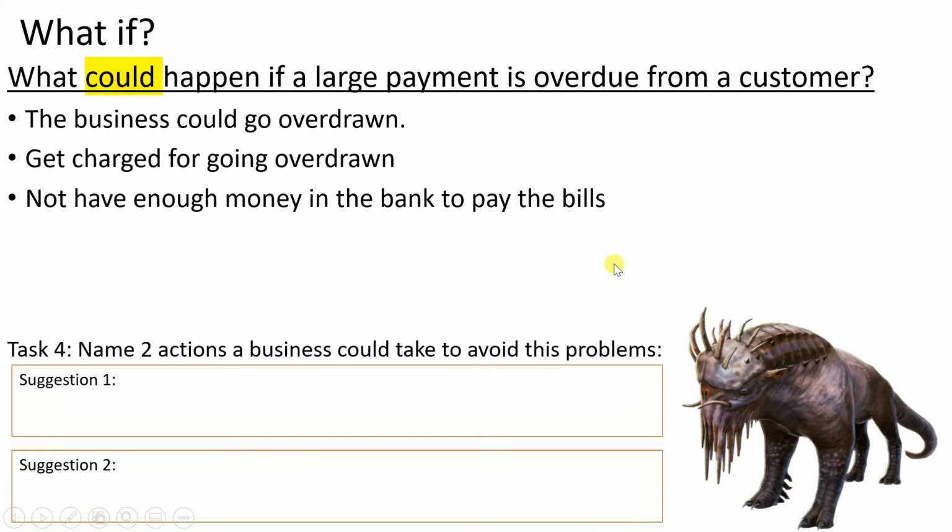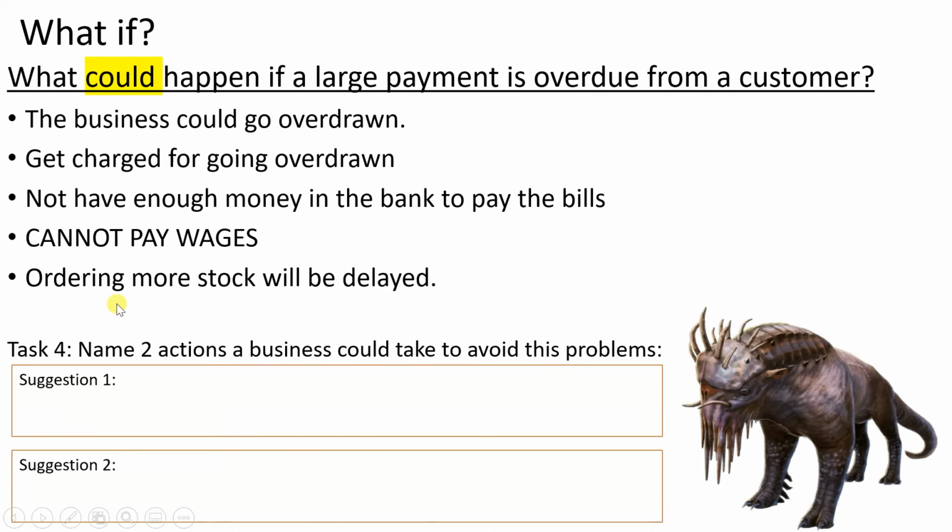This is kind of what's going on at the moment, which is why there's lots of these schemes going on during the pandemic. As you can see, things are spiralling out of control. If the large payment is overdue and it could cause a business to go overdrawn, which they'll get charged for, and then they don't have enough money to actually pay the bills, have they actually got enough money to pay wages? And as if it couldn't get any worse, with all these money issues, they're going to delay ordering more stock. So if they delay ordering more stock, that's going to impact on their sales because they won't have anything to sell.